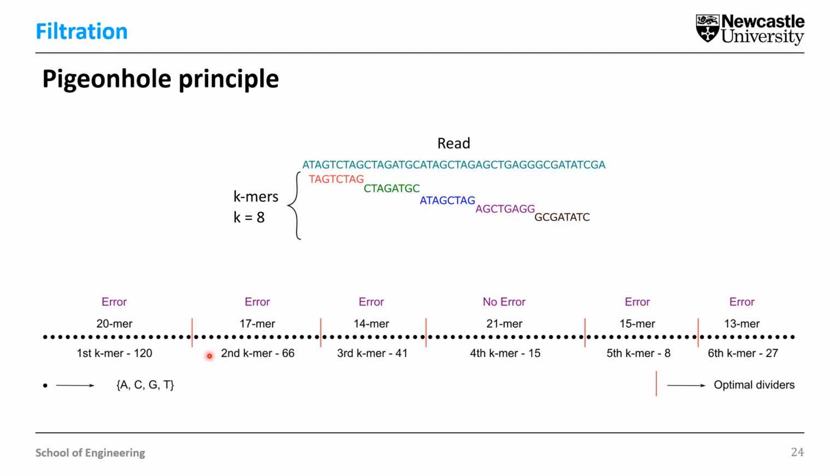We should also note these optimal dividers in red lines, which demonstrate the boundaries of different k-mers, and an efficient algorithm will determine these optimal dividers so that the overall number of candidate locations for the entire read in the reference genome is minimized.